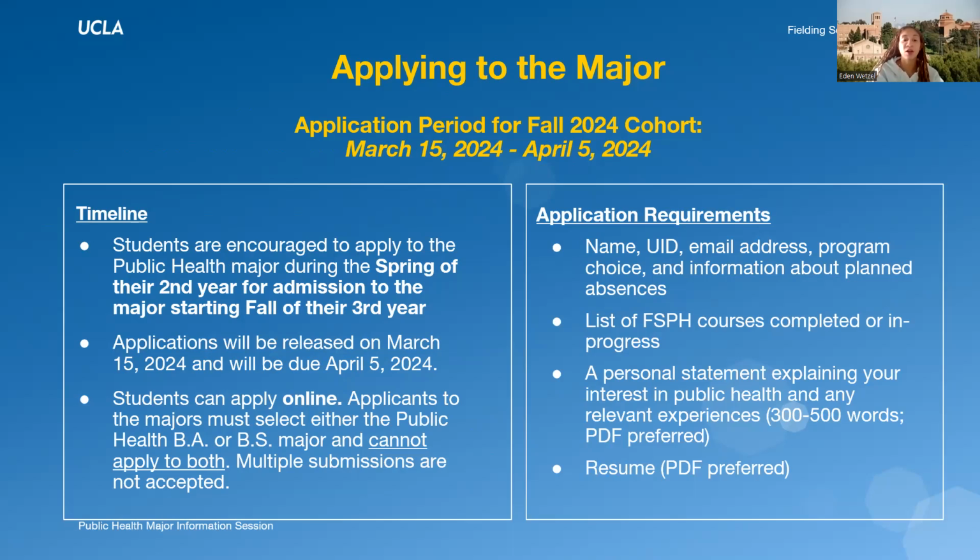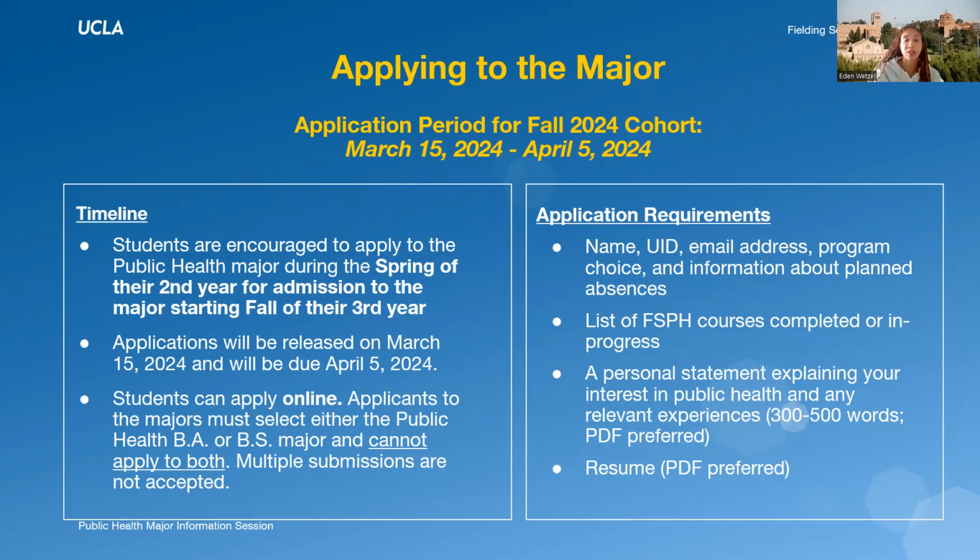You will be applying online. So when you're applying, just make sure that you're selecting either the Public Health BA track or the BS track. You cannot apply to both, so make sure to take some time to really consider which track is best suited for your interests and your professional goals as well, because we will not accept multiple submissions.